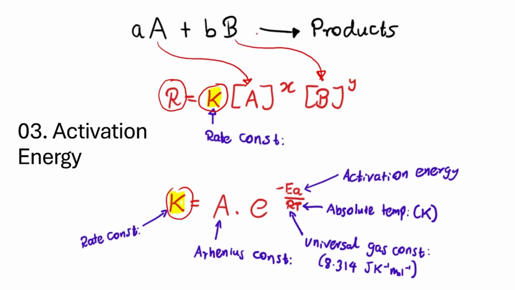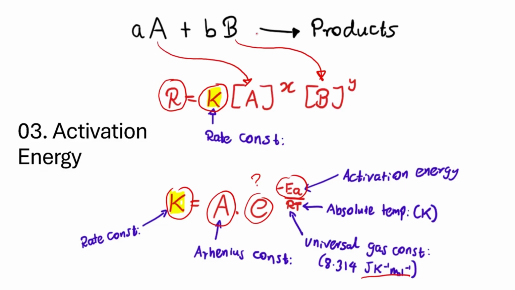Rate constant equals the Arrhenius constant times exponential minus Ea, that means activation energy, divided by RT. R means the universal gas constant, which is 8.314 joules per kelvin per mole, and T is the absolute temperature in kelvin. Now, most of the math teachers are going to get angry with me, because I'm going to explain the meaning of this exponential term, because the students who don't do maths don't understand this clearly.